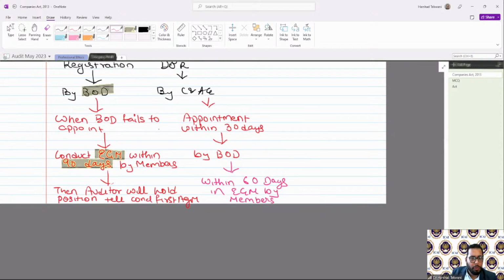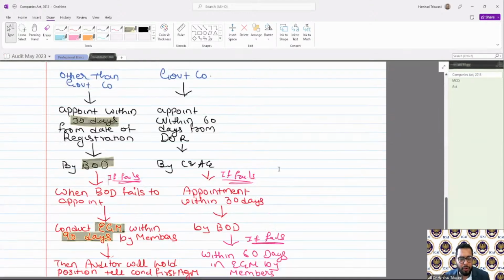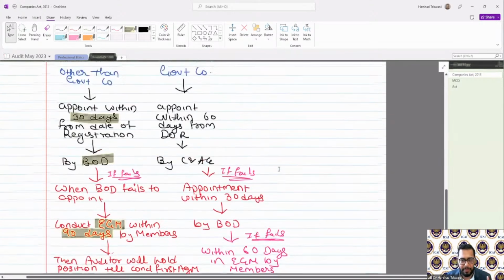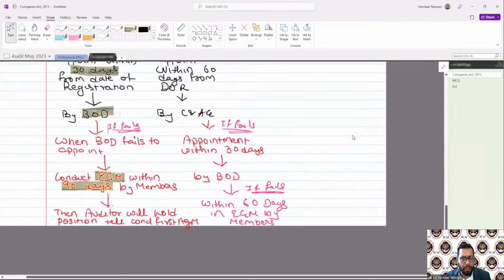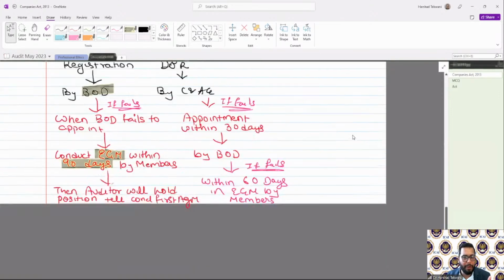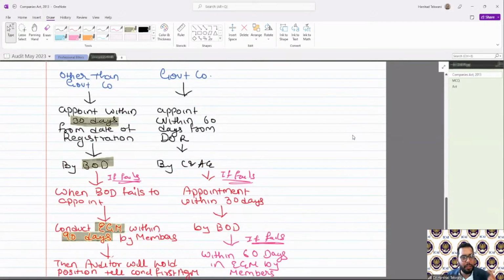Okay. So, if it fails, then this is the procedure. If they fail to appoint, then we'll go to the next step, that is within 60 days in EGM by members. So in case of a government company, it is a three-step process. First by CNAG 60, then BOD 30, then EGM 60. In case of other than government company, 30 BOD, 90 EGM.